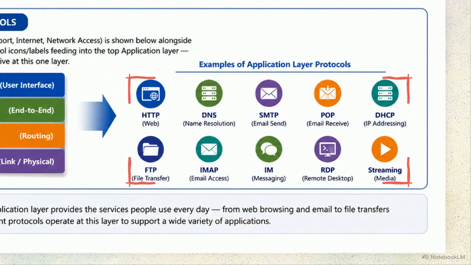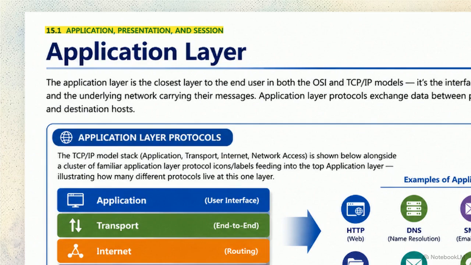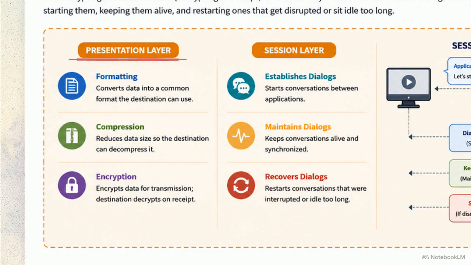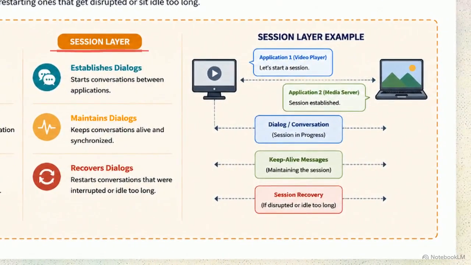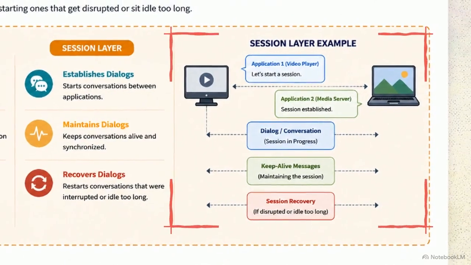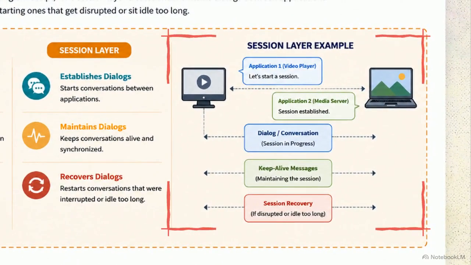This TCP/IP model stack places the application layer at the top, housing specialized protocols that prepare user inputs for network transit. In the OSI model, this block is subdivided into 3 distinct functions: application, presentation, and session. In this presentation layer panel on the left, data is formatted, compressed, and encrypted for secure transit. Meanwhile, the session layer on the right handles the connection lifecycle. It establishes, maintains, and recovers the active dialogue between 2 applications.